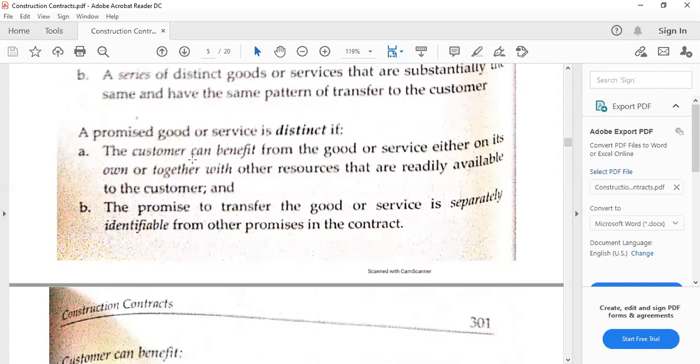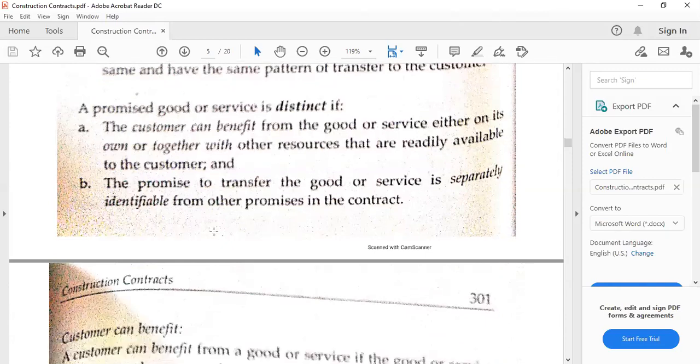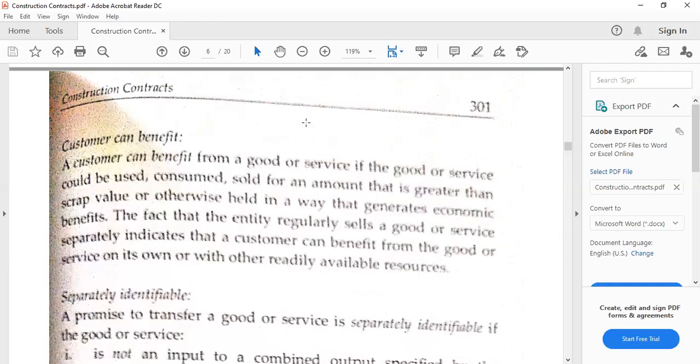A promised good or service is distinct if, I think I've said this a while ago, the customer can benefit from it on its own, as is, or together with other resources, and the promise is separately identifiable from other promises. So these two should be satisfied to become distinct.